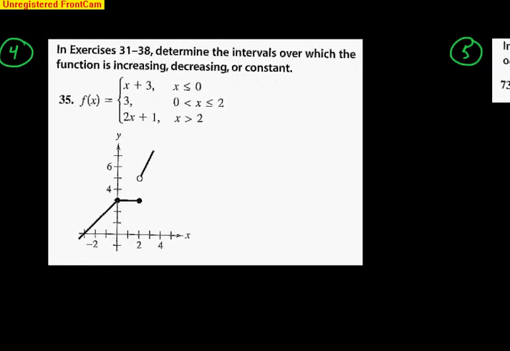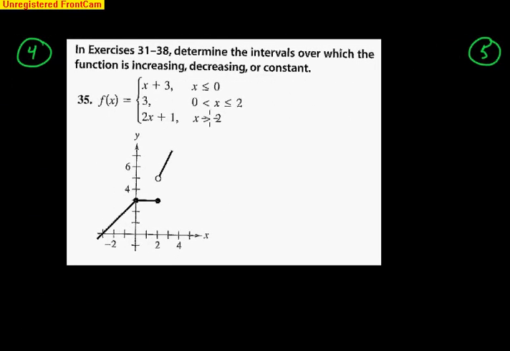Okie doke, problem 4. Here we're going to talk about when this function is increasing, decreasing, and constant. Okay, so let's start with increasing. So we're looking for when, left to right, the graph goes up. That's increasing. Well, it looks like it starts going up here to there. That would be from negative infinity to this x value. This point right there is 0, 3. So the x value is 0. So it increases from negative infinity all the way to 0.